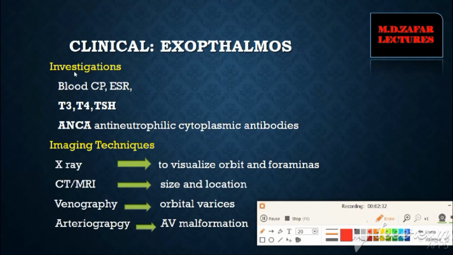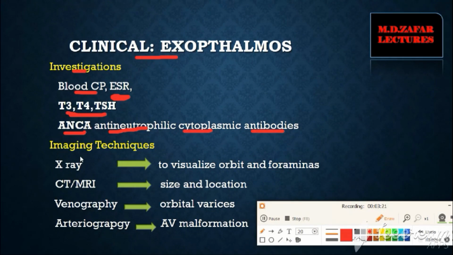Now, talking about the investigations which we will perform in case of exophthalmos: blood CP and ESR. ESR is a marker of inflammation. Furthermore, we will be interested to see whether the patient has any thyroid involvement, because thyroid eye disease is one of the most important causes of exophthalmos, especially if it is present bilaterally. We will go for T3, T4 and TSH. Furthermore, we will go for ANCA, the anti-neutrophil cytoplasmic antibody. It will also be present in case of any inflammatory process in some other system that is also affecting the eye. Though it is a very long stretch and rarely asked, you need to know about that.